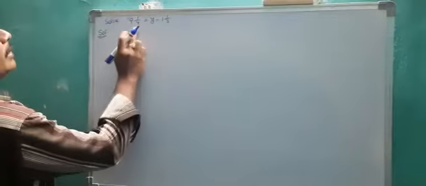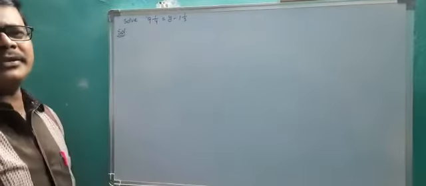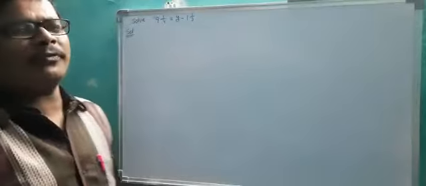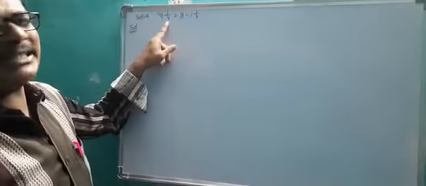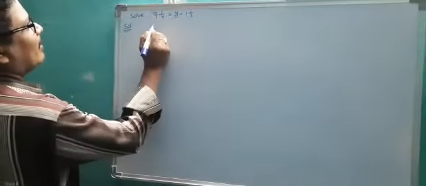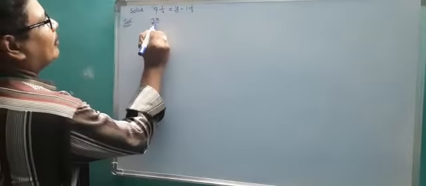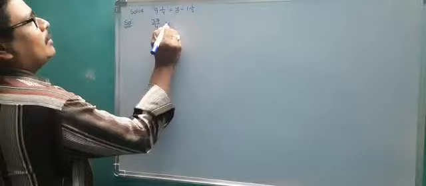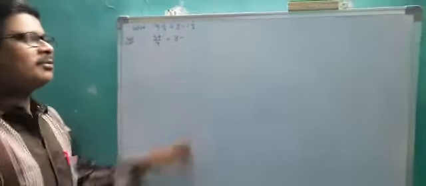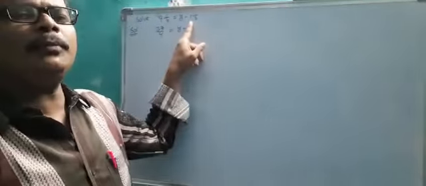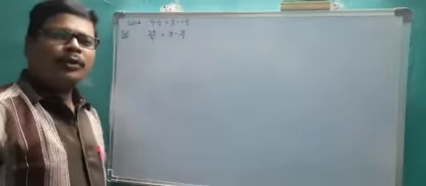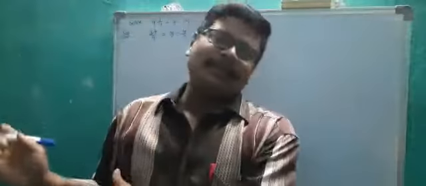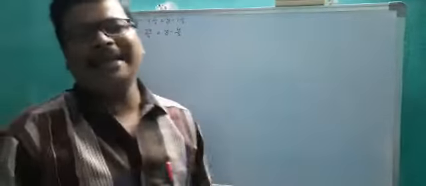So, solution: this one is a mixed fraction, converting into improper first. 9 into 4, 36 plus 1, 37. So 37 by 4 is equal to y minus, this is also a mixed fraction, converting into improper. 3 ones are 3 plus 1, 4. 4 by 3. Okay, now you write all constants on one side and the variables on the other side.